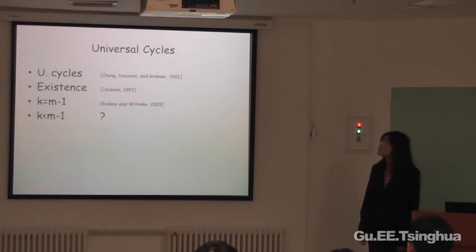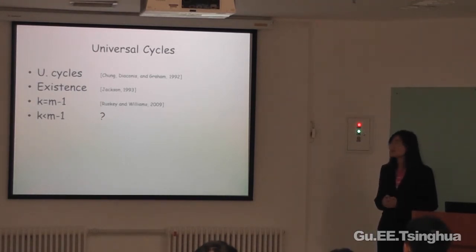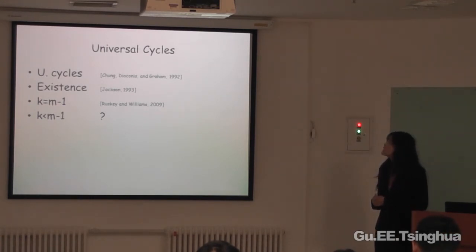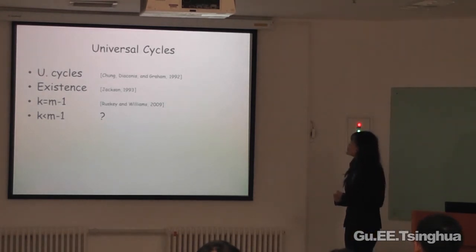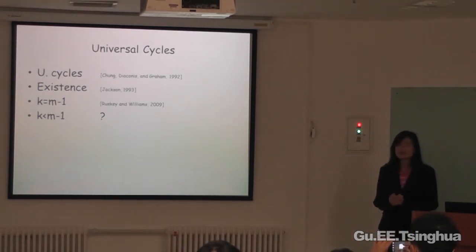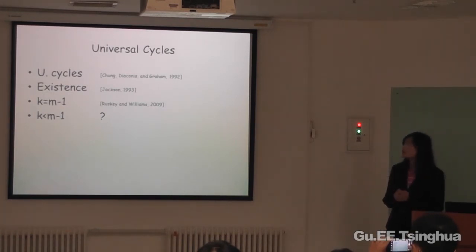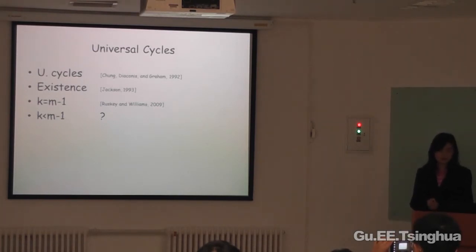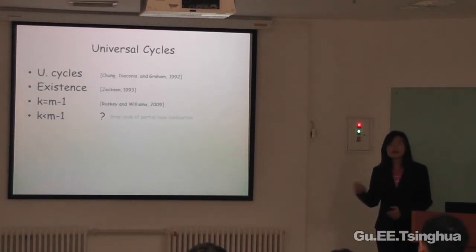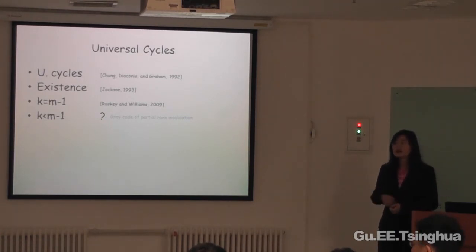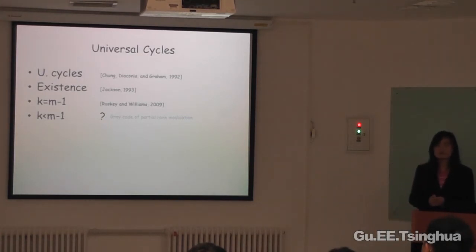Universal cycles were proposed by Chung et al. for more general subjects, and the existence for partial rank modulations was shown in 1993 by Jackson. But explicit constructions were only known by Ruskey and Williams for the case of full permutations. But in general, people did not know a good construction for arbitrary partial rank modulation. And it turns out that gray code is actually equivalent to universal cycles, and our construction solved this open problem.